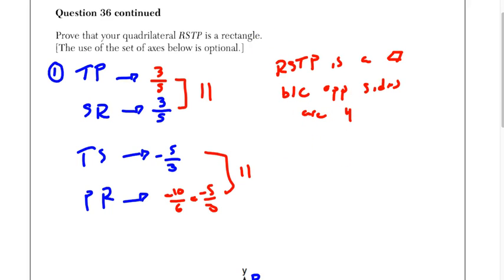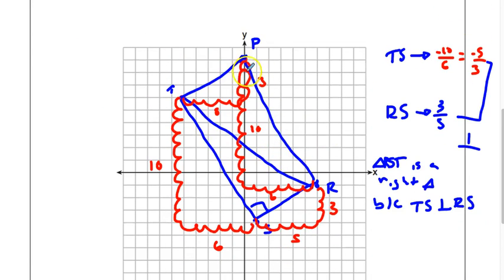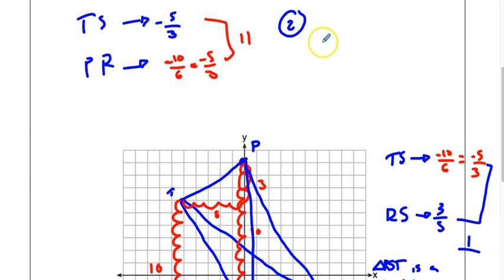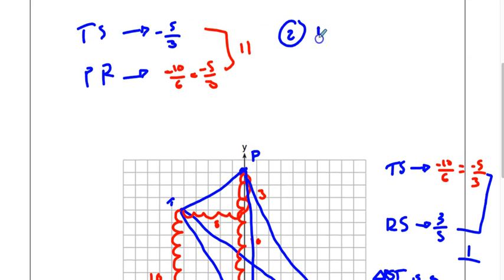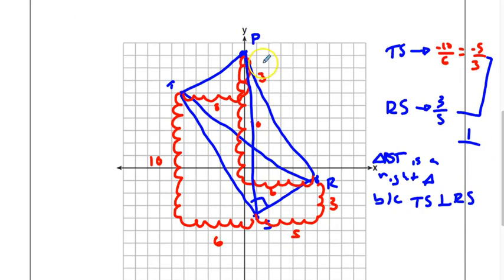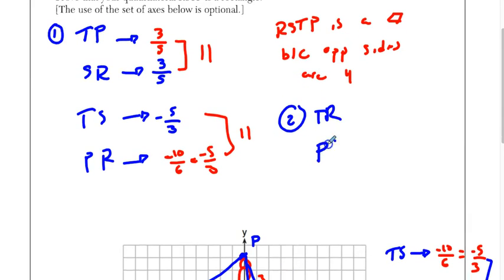Now we got to prove it's a rectangle. That's step 2. The way we're going to do that is we're going to show that the diagonals are congruent. To show the diagonals are congruent, we have to use the distance formula. So we're going to find the length of TR, which is one of the diagonals, and we're going to find the length of PS.